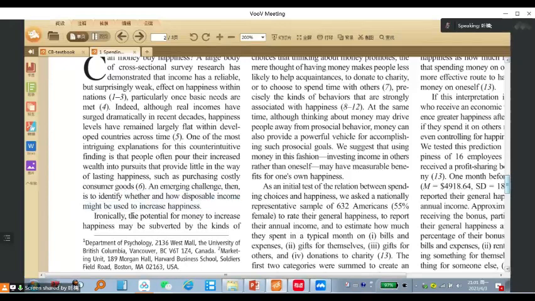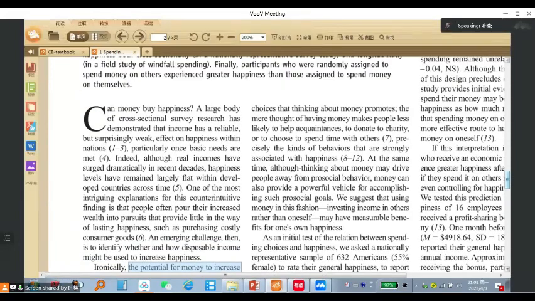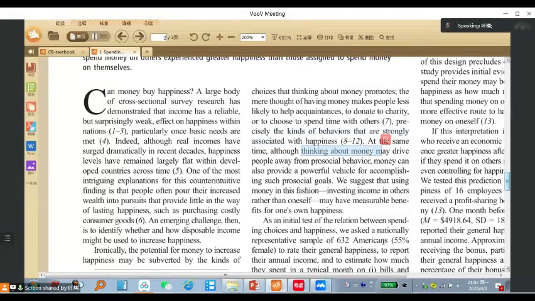The potential for money to increase happiness may be subverted by the kind of choices that thinking about money promotes. The mere thought of having money makes people less likely to help acquaintances, to donate to charity, or to choose to spend time with others. Precisely the kinds of behaviors that are strongly associated with happiness. Although thinking about money may drive people away from pro-social behavior, money can also provide a powerful vehicle for accomplishing such pro-social goals. So the relationship between spending money and pro-social behavior. And we suggest that using money in this fashion, investing income in others rather than oneself, may have measurable benefits for one's own happiness.